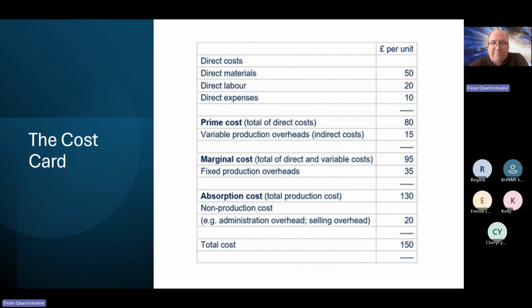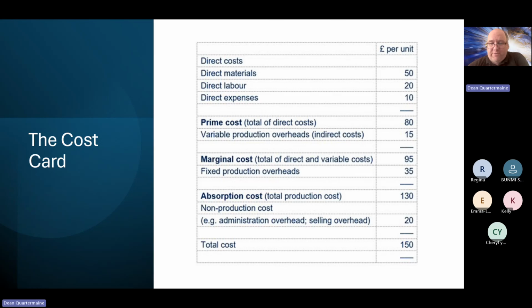So in this example, £15, giving us marginal cost. Now, marginal cost, the concept of marginal costing, is the total of direct cost and variable cost. Or another way of saying that is the total of all variable cost, because all these direct costs are variable. The more you make, the higher the cost, but the cost is the same per unit. So you need £50 worth of materials to build 1 unit. If you build 2, you need £100 worth in total. So marginal cost is the total of all the direct and variable cost, or all variable cost.